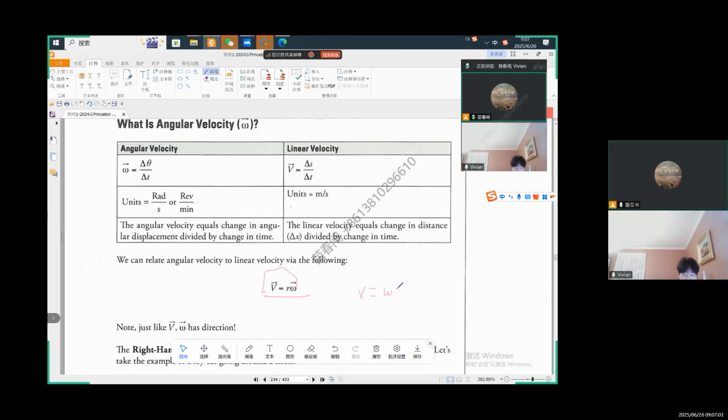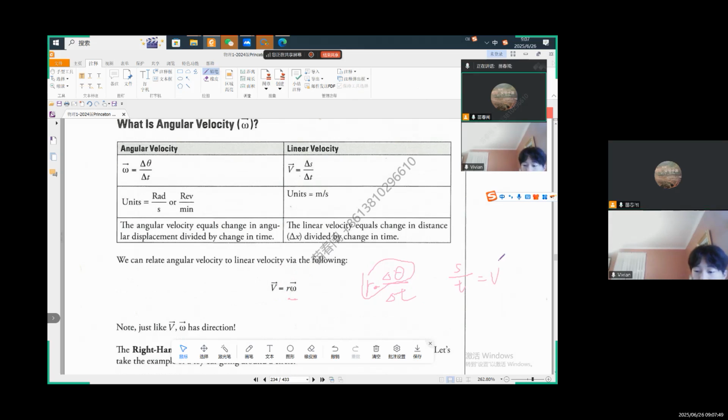You have seen this before, right? V equals omega r. Have you seen this before? Omega is angular velocity, and v is linear velocity. Let me prove that a little bit. Let's say r times omega is r times delta theta over delta t, right? R times delta theta, isn't that the arc length s? S over t, isn't that velocity, right?